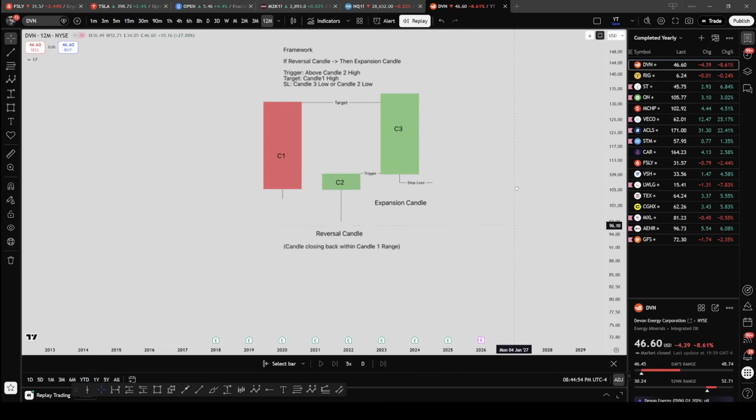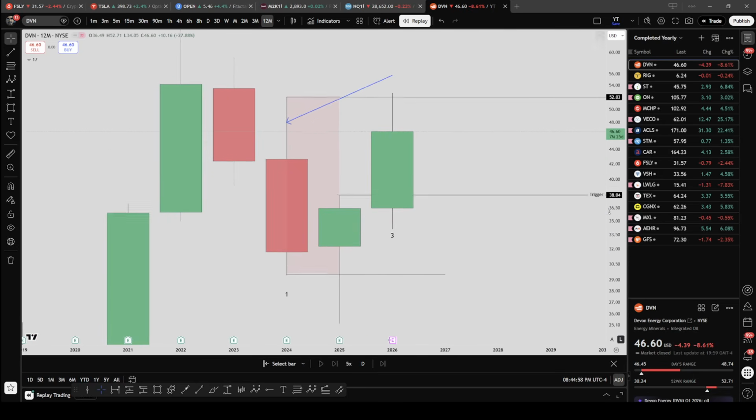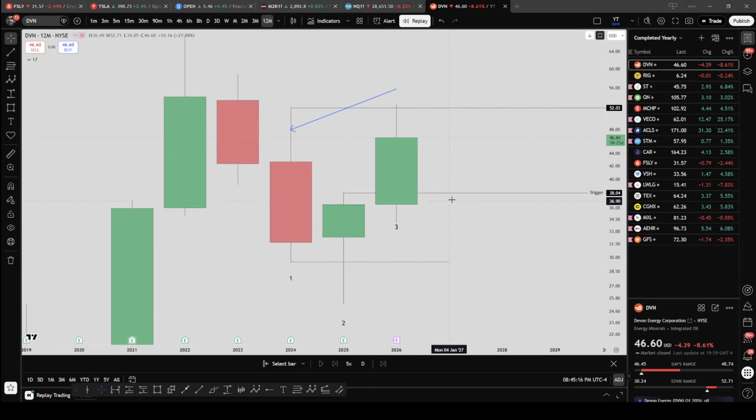So the first one is Devon Energy. All right, so as you can see again, candle 1, candle 2, candle 3. 2024, this is a yearly chart, by the way, so each candle is 12 months. So 2024 is the accumulation. 2025 is reversal or manipulation. 2026 is distribution. Okay, and then you take 2026 into candle 1's high.